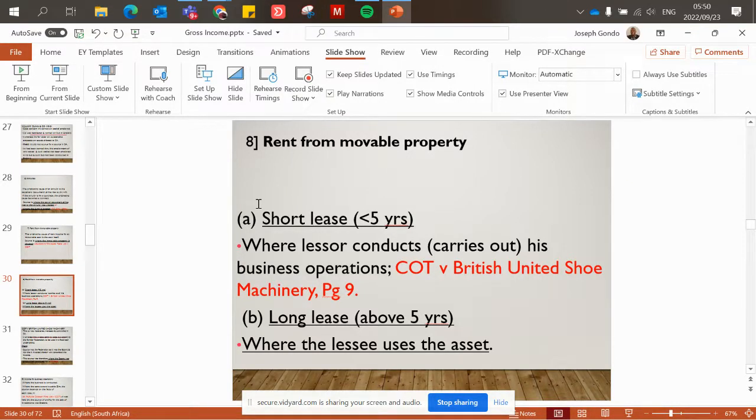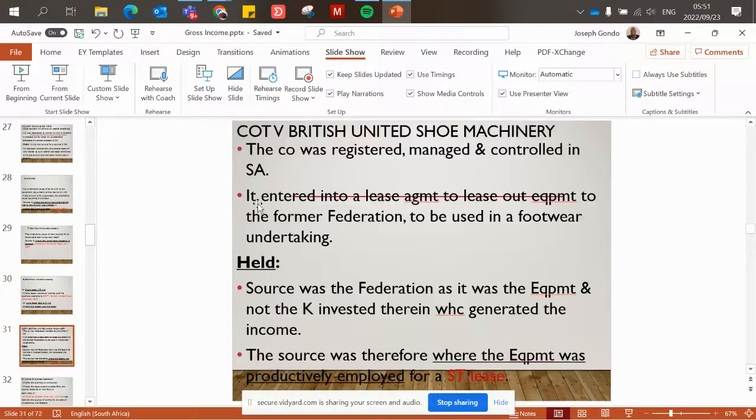Let's say I rent a motor car, I go to DRC. If that rental is below 5 years, then the originating cause is Zimbabwe. But if I rent a car, go to DRC for 10 years, then the originating cause of the rentals is DRC, not Zimbabwe. You need to take note of this one, it's examinable.